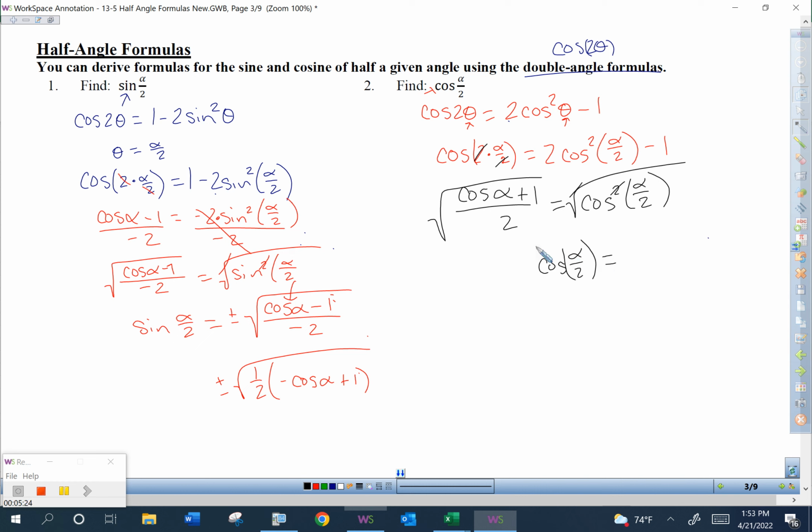And anytime we take the square root of something, it's plus or minus. And then this, cosine alpha plus 1, all over 2. Your note card says this, with the 1/2 factored out, and they did rearrange this to 1 plus cosine alpha. Nothing wrong with the order as written. It's just consistency between the formulas to have the 1 come first on both of them.